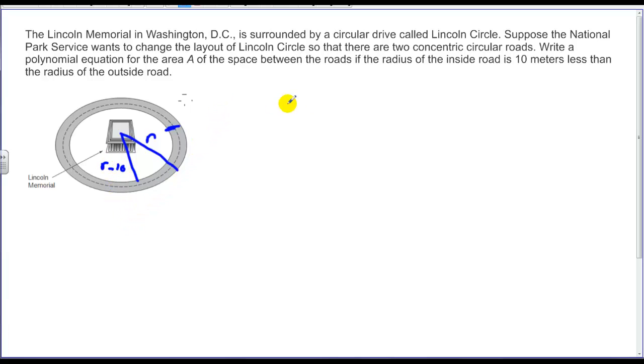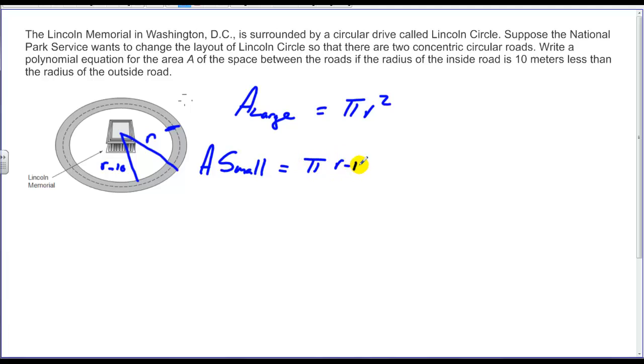And they want to know how much area is between the two. Well, to find the area between the two, we take the big area, subtract off the small area, and we have what's left. It's kind of like a donut principle, cut out the middle. So the big area, large, let's call it, is equal to pi r squared. Small area is equal to pi times r minus 10, because that's the new radius, squared.